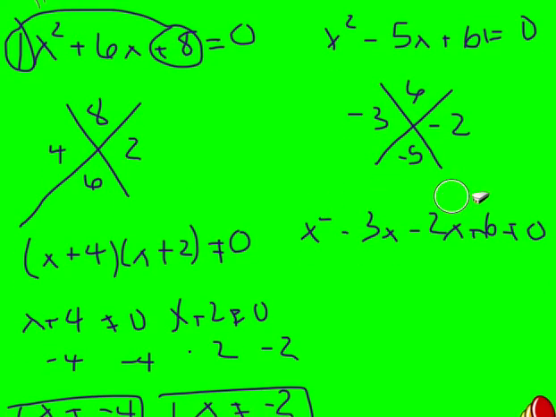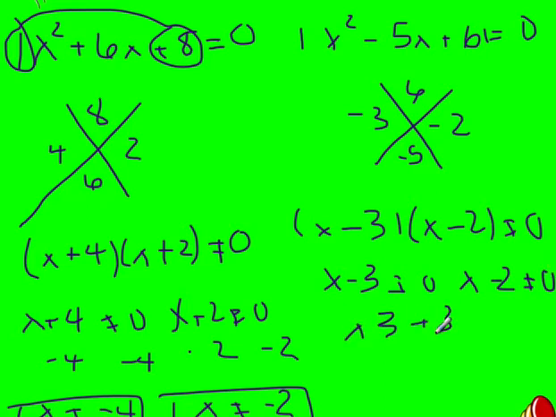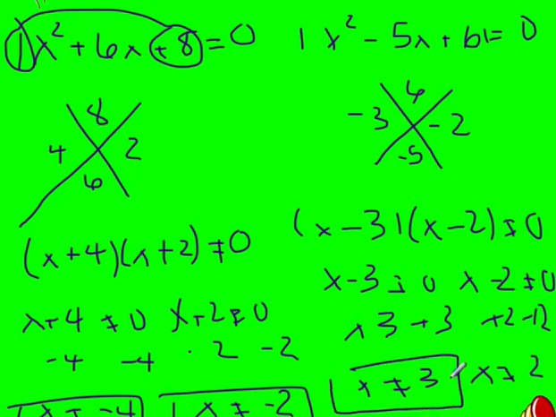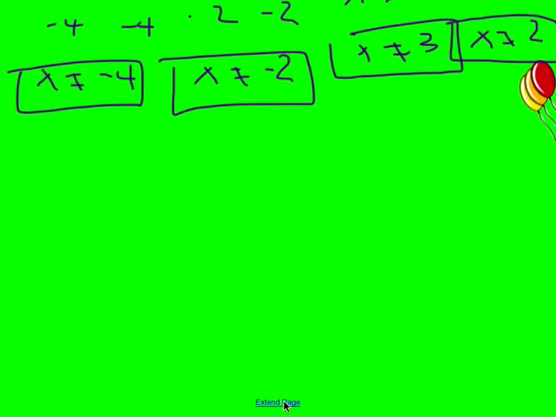Oops, I forgot that you can use the easy way. Because our coefficient is 1 here, we can use the easy way, which is x minus 3, x minus 2 cannot equal 0. So x minus 3 is not equal to 0, and x minus 2 is not equal to 0. Then here, you're going to add 3 to both sides, and you get that x cannot be 3. And here, add 2 to both sides, and you get that x cannot be 2. So we get x is not equal to 3, and x is not equal to 2 for our final answer for number 2.